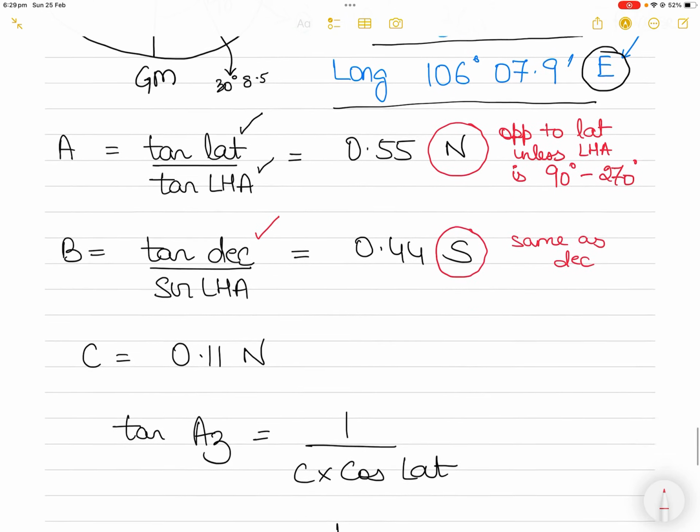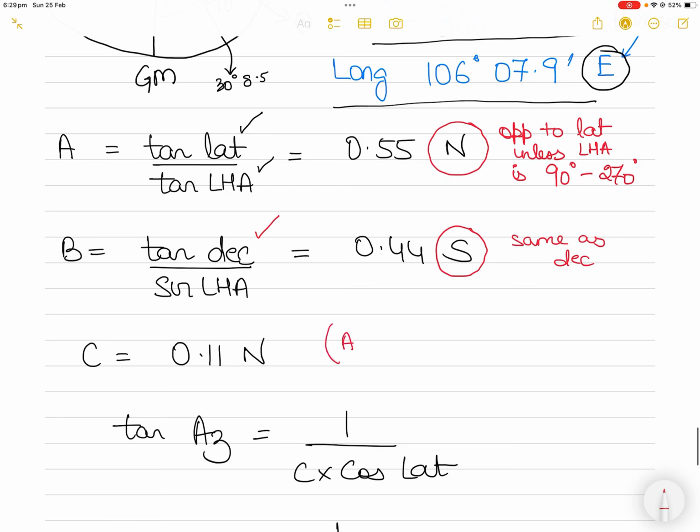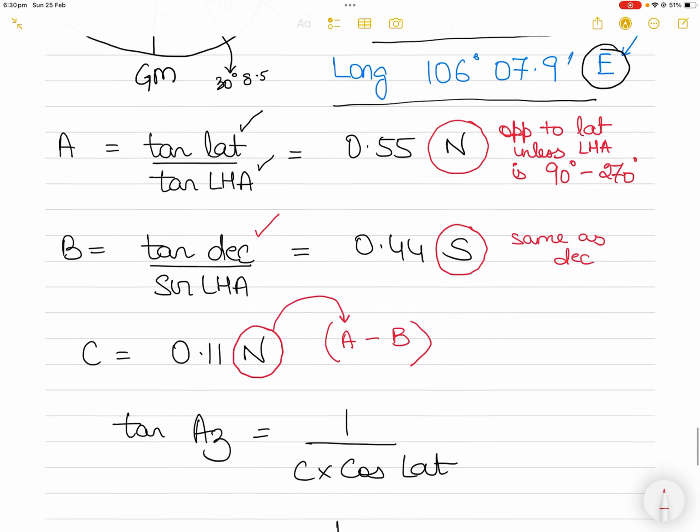All right, A and B opposite names, so C will be A minus B. If A and B were same names, you would have added them up. So A and B opposite names, you do A minus B, and C takes the name of the larger, which in this case is the name of A. A is the larger value.